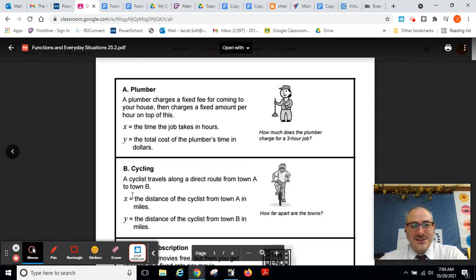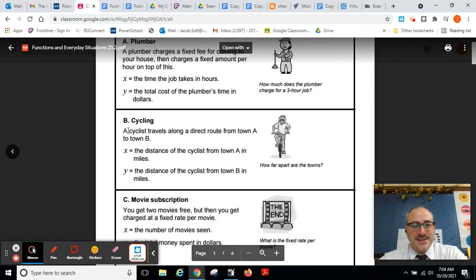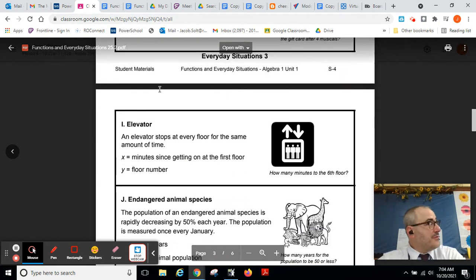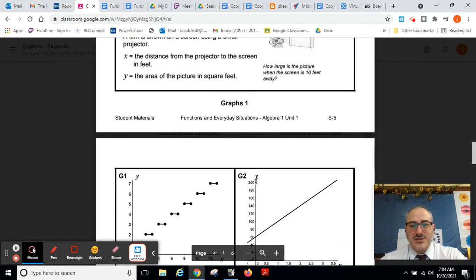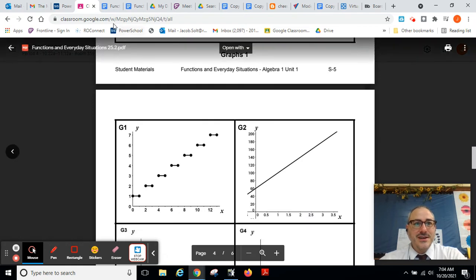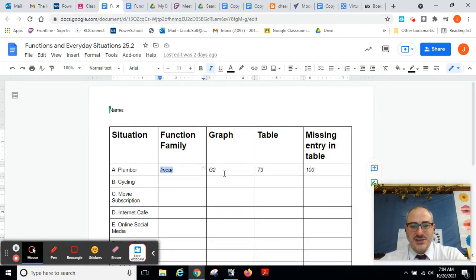Let me just read these to you, and we'll think about them. B, cycling. Oh, so let me go back. This graph here was G2. So I'll go over here, and I would put G2 in for the graph. All right, and now we're going to look for a table next. A table. So let's go back.